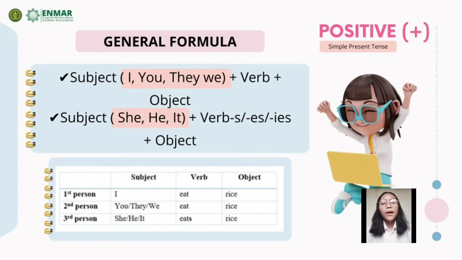In the sample, the first person: subject I, verb eat, and object rice. In the sentence, I eat rice. About the second person, subject you, they, we, the verb eat and object rice. About the sentence, you eat rice, they eat rice, and we eat rice. About the third person, subject she, he, it, the verb eats and object rice. About the sentence, she eats rice, he eats rice, and it eats rice.